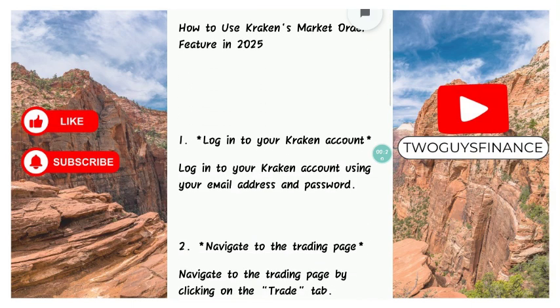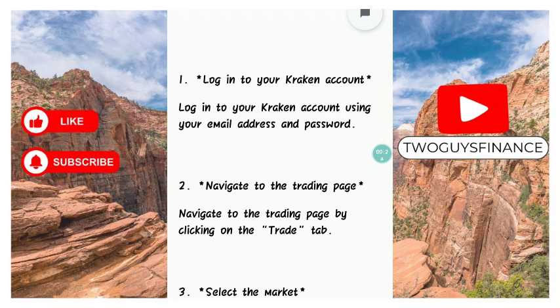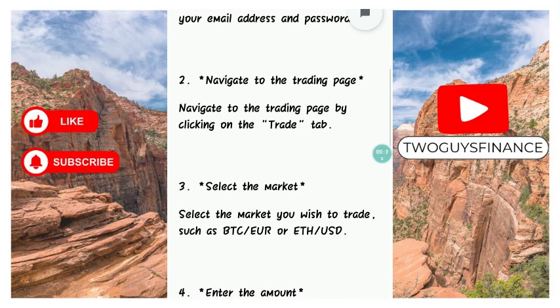The first step, of course, is to log into your Kraken account using your email address and your password, and then navigate to the trading page. Once you're logged into Kraken, click on the trade tab, and that's going to take you to the trading page. There you can select the market that you wish to trade, such as BTC to EUR, or Ethereum to US dollars, whatever it is.